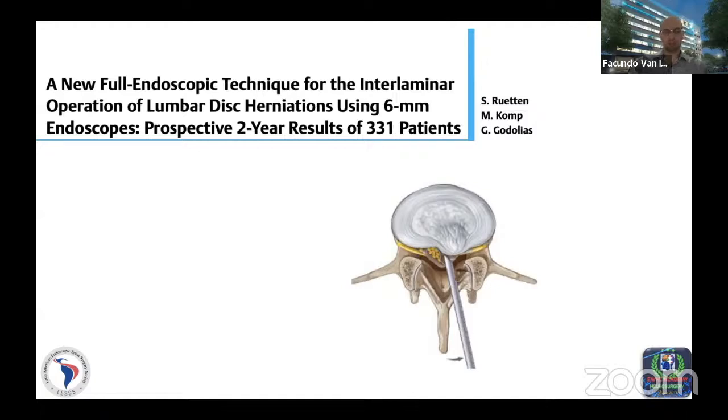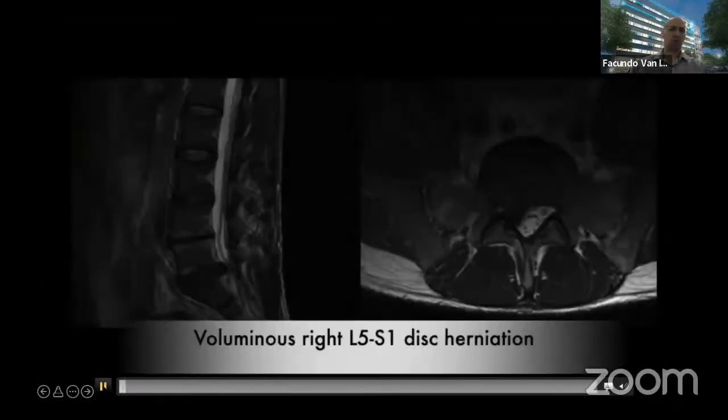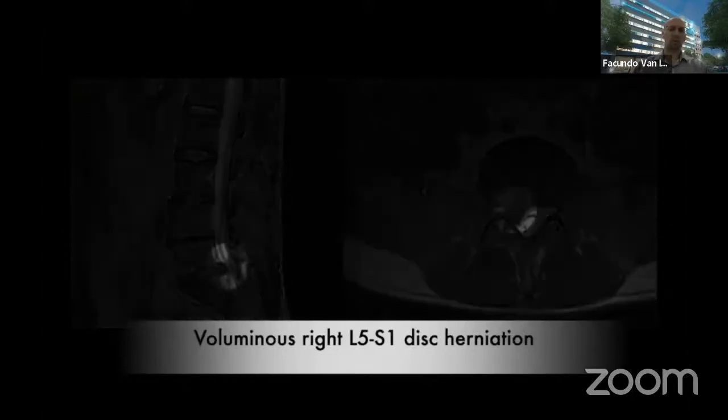It's funny that this approach, which uses the same anatomical landmarks that we use in open surgery, was groundbreaking in endoscopic surgery. What Rutten, Komp and Godolias did is that they used the same equipment that was used for transforaminal access to do interlaminar access. So what you have here is the basic interlaminar access to reach this herniation at L5S1.